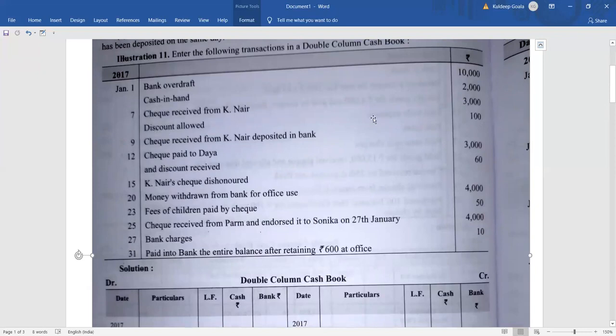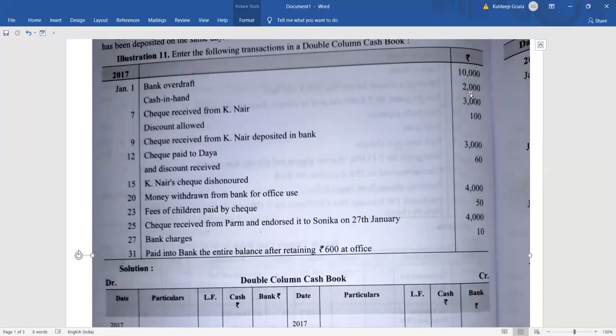Check received from K Nair, and as soon as you receive a check, try to understand, as soon as you receive a check, you immediately find out in the rest of the question, remaining of the question, what the information has been given, whether the check has been deposited on the same date, that is on January 7, or we have deposited it on some other date, or what has happened with the check.